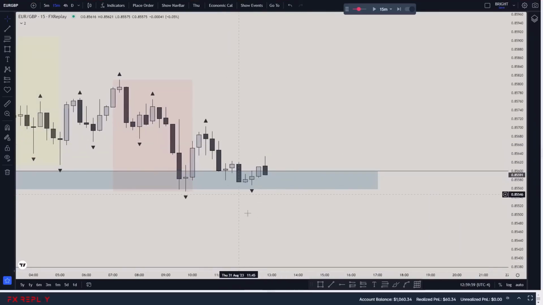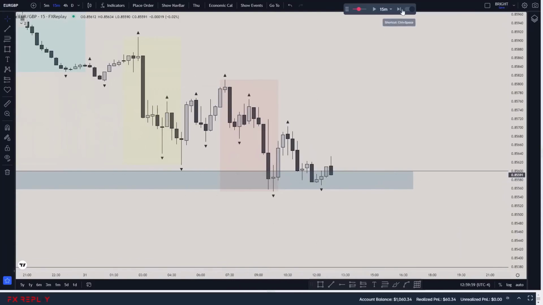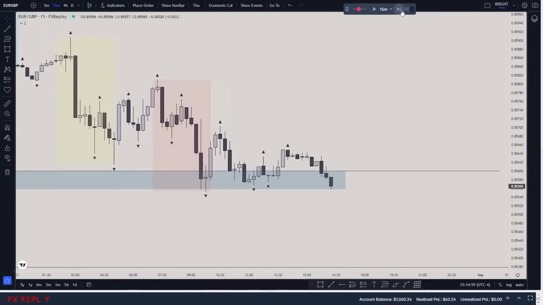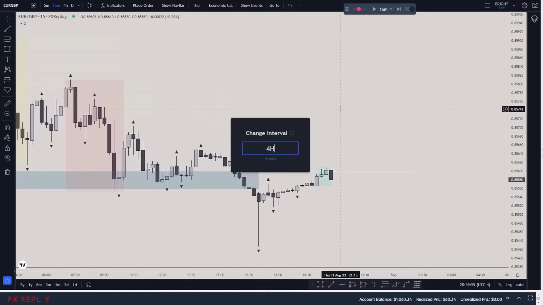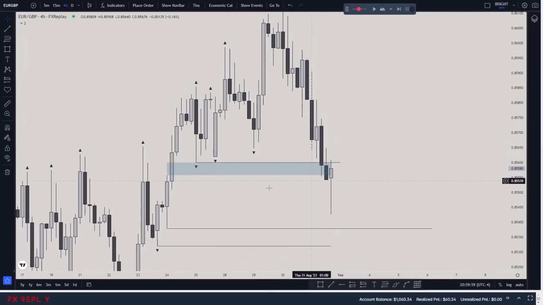And okay, so price comes here, but we are out of the kill zone, so no entry here, even though I don't know if it's gonna hold or not. Okay, it's not holding, but we don't have an entry here. Now back to the 4 hour, let's see what we have here.